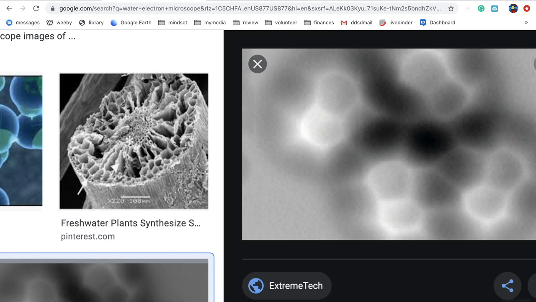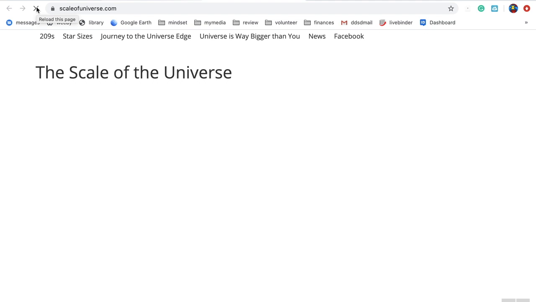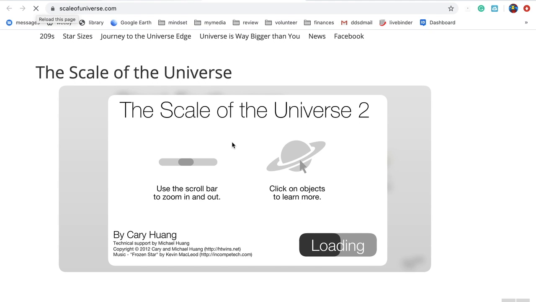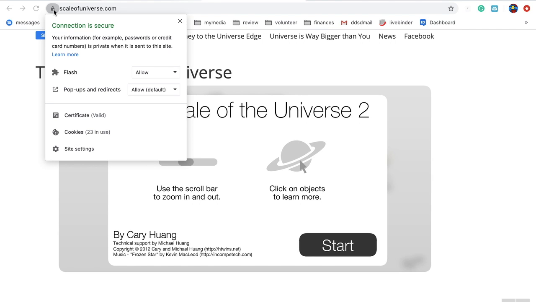To think about that more, you have a link in Google Classroom to go to Scale of the Universe. When you get there, you will just click Start, and you may need to enable Flash Player. So it takes a little while to load. Click Start. And you might get a pop-up asking you to enable Flash Player. Go ahead and enable it. You can also click on this lock screen, and there should be something about Flash right up here. Click Allow.